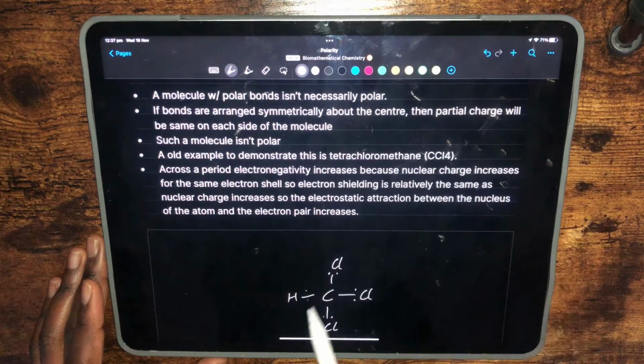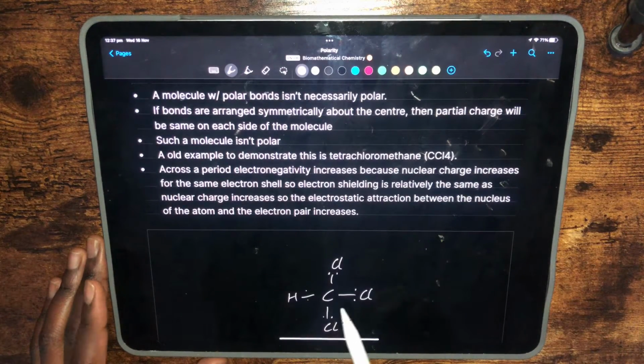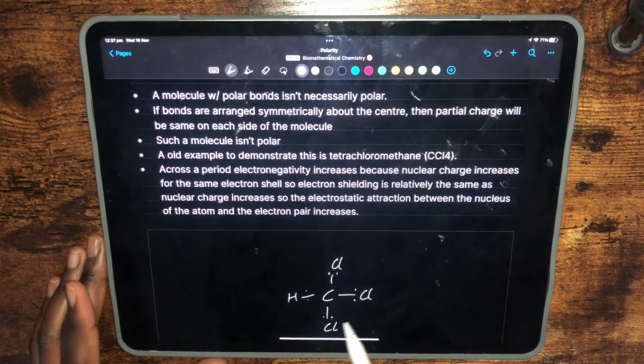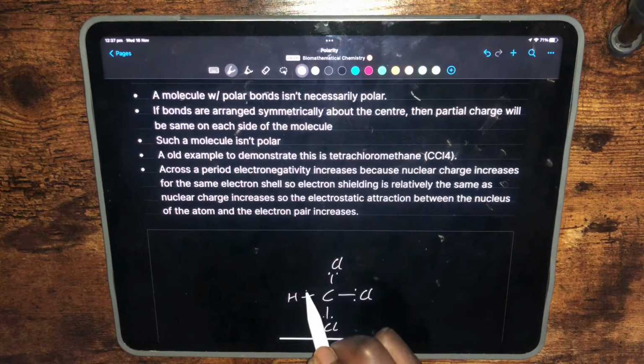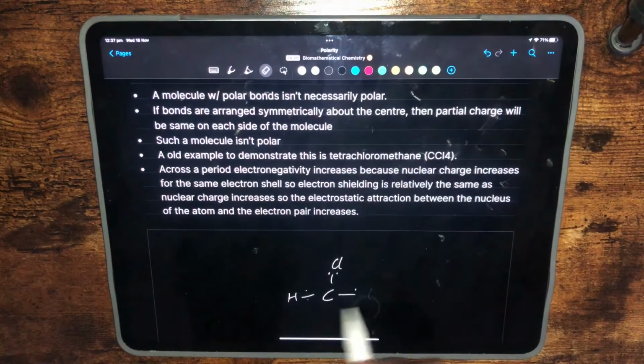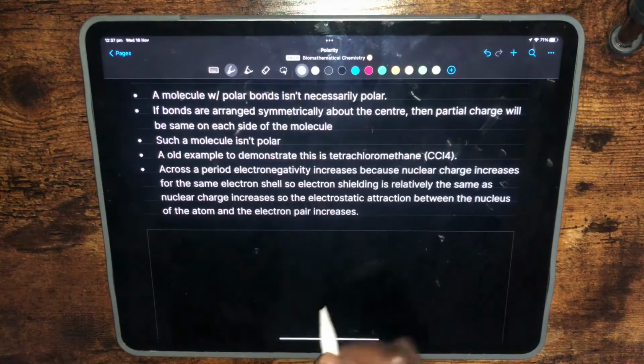I'll go through this part here. What I mean by this is that in this example, this is polar because there's a clear charge separation. It's unevenly distributed. Actually, I can make this larger. Let me make this larger so it's even more clear.